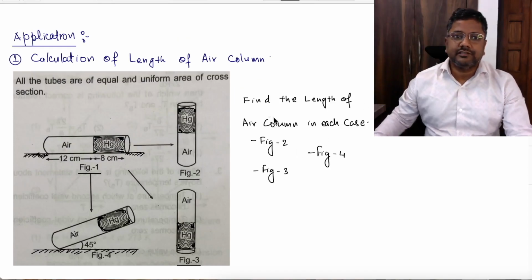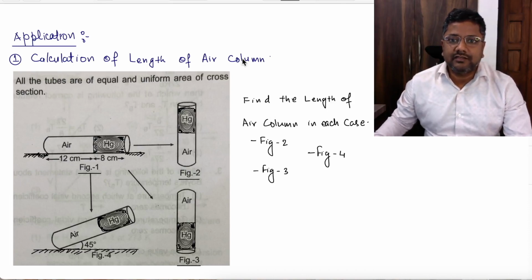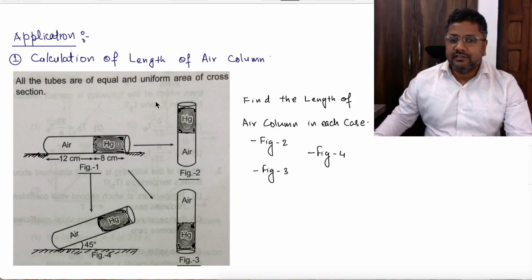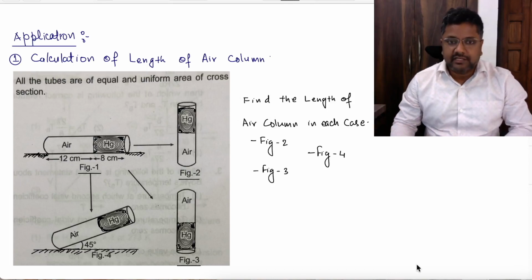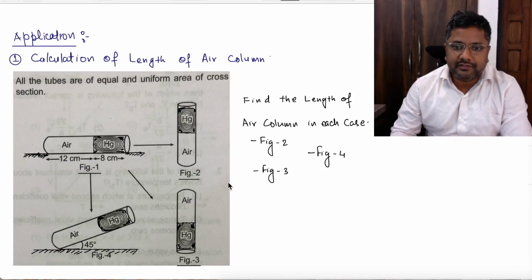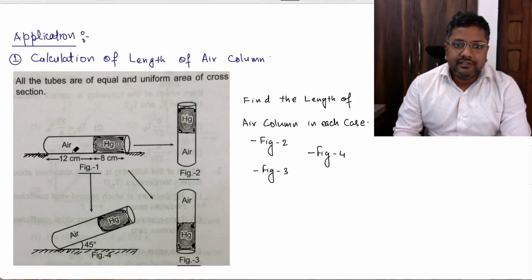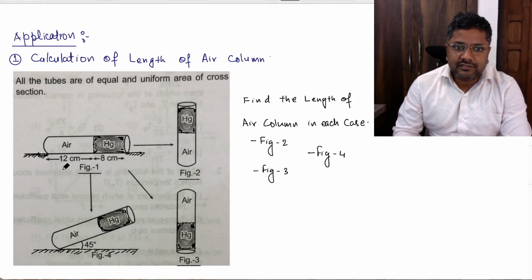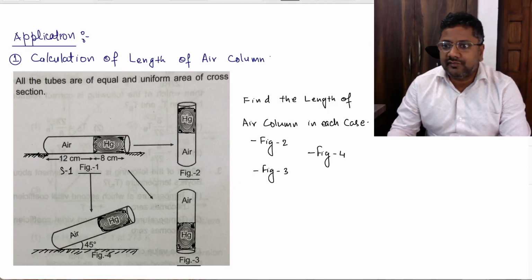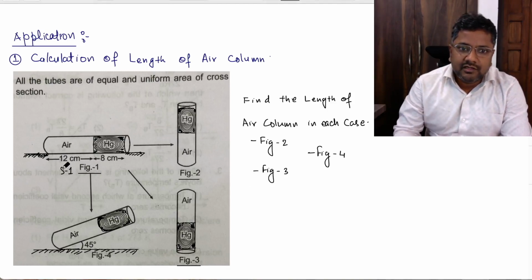Now see, this is the first application, calculation of length of air column. See this, to save time I have directly taken this picture. See, this is the initial state. Figure 1 is state 1 of your system. This is your system, and this is state 1, or you can say the initial state of your system.